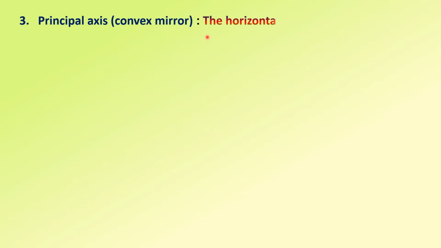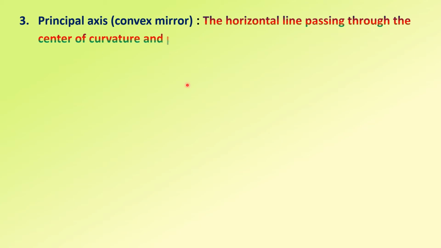And now here is the principal axis for convex mirror. The same definition is there. The horizontal line passing through the center of curvature and the pole of the mirror is called the principal axis.